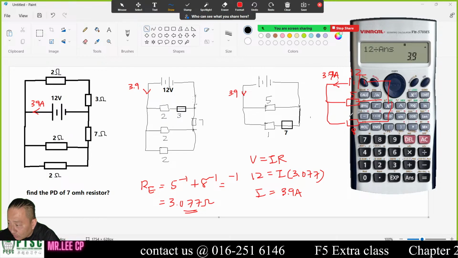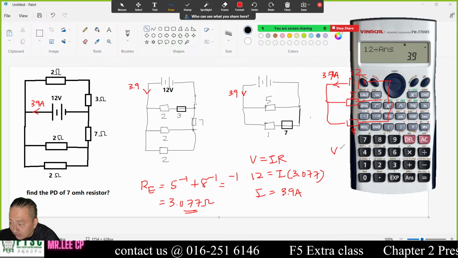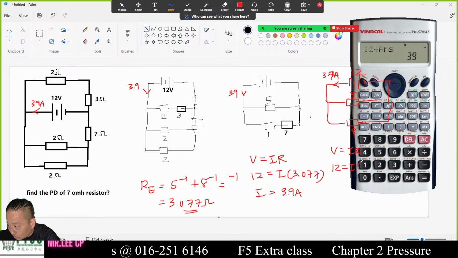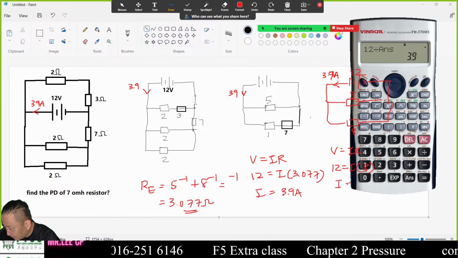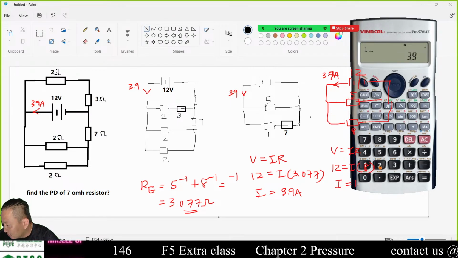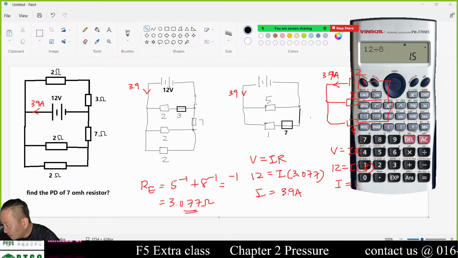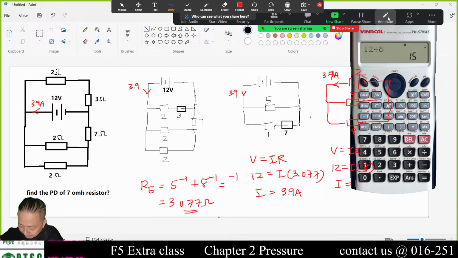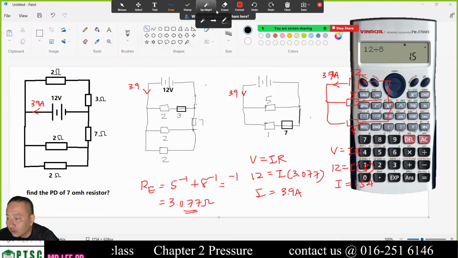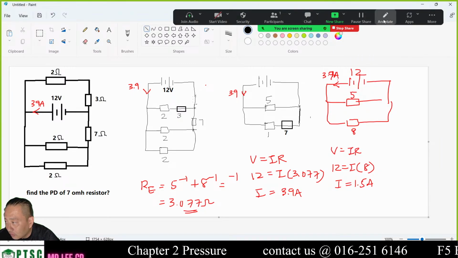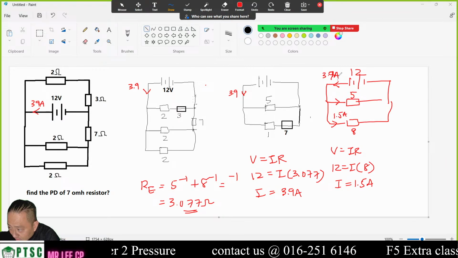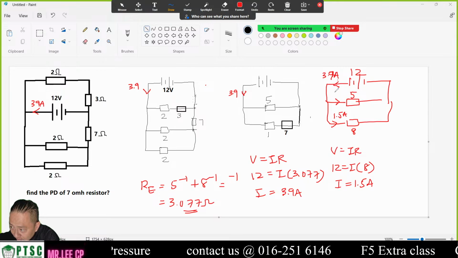Alright. So I want to find this current. V is equal to IR. V is 12. I don't know. R is 8. 12 divided by 8, it is 1.33 should be. 12 divided by 8, 1.5, sorry. 1.5 ampere comes to here. So here I know is 1.5 already. Here, 3.9 minus 1.5, 2.4.